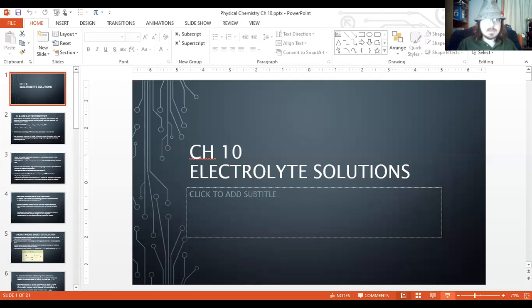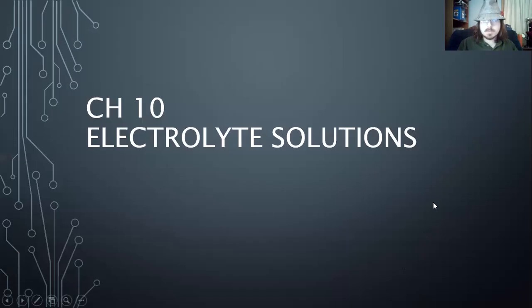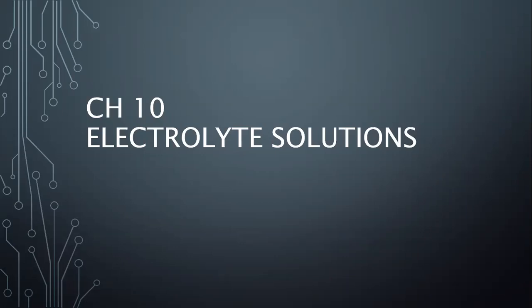So we'll start chapter 10, which is our electrolyte solutions. It's an expansion of our real solutions chapter that we just did, chapter 9. Chapter 10 is building on that, since all the solutions we were considering were non-ionic, non-ionizing. So this is just building on it to make electrolytic solutions.